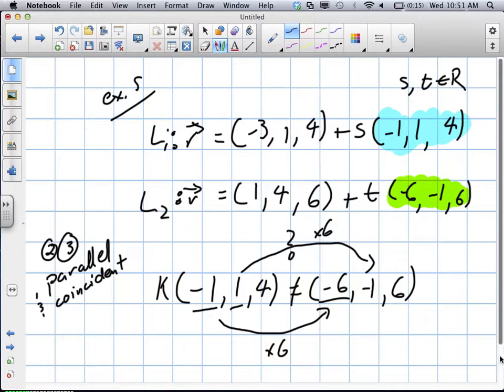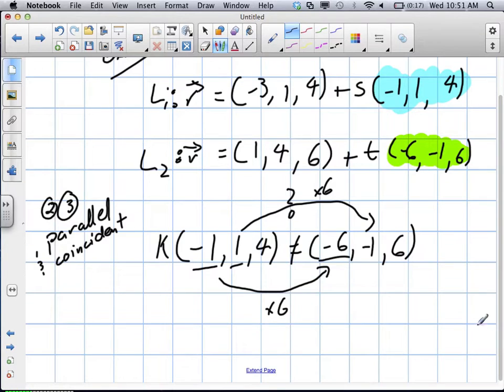The next thing we have to find out is, do they intersect each other? If they intersect each other, then we have 2 intersecting lines. If they don't, we have 2 skew lines in this case. So what we're going to do now is start to give some parameters to our equations here. If we put these in parametric form, line 1's x is equal to -3 minus s, y is equal to 1 plus s, and z is equal to 4 plus 4s.